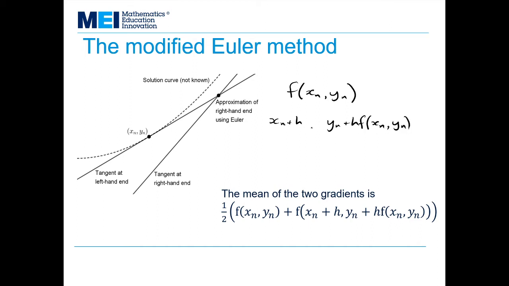And then what I do is I say, well, let's use these in my gradient function f, and that will give me an approximation to the gradient at the right-hand end. And then by finding the mean of the two gradients, I get something to approximate what the gradient might be over the course of the whole interval. So the mean of the two gradients is a half times f of xn yn, that's the left-hand gradient, plus f of xn plus h, yn plus h times f of xn yn. That's my approximation for the gradient at the right-hand end of the interval.